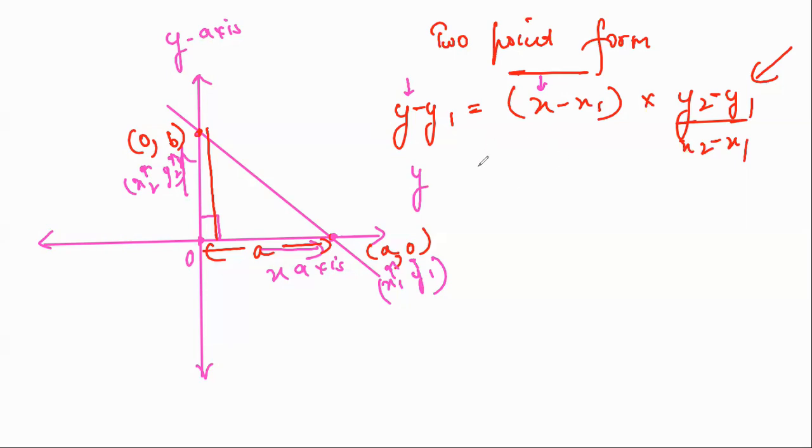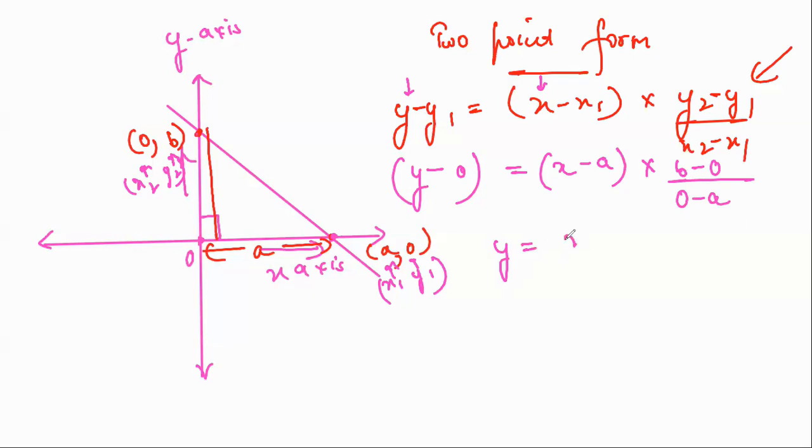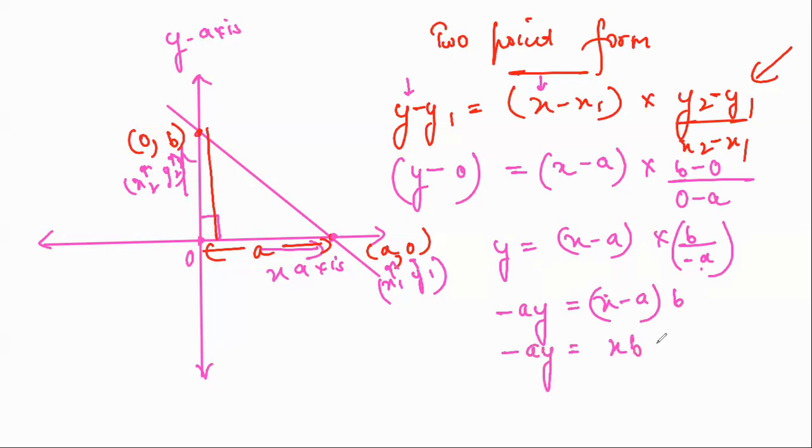So y minus y1, y1 is 0, is equals to x minus x1, which is a, times y2 is b, minus y1 which is 0, over x2 which is 0, minus a. So it will be y minus 0 is y, equals x minus a times b by minus a. Now I will take this minus to the left hand side. It is in division, so it goes in multiply. So it will be minus ay is equals to, now I open the bracket, xb minus ab.